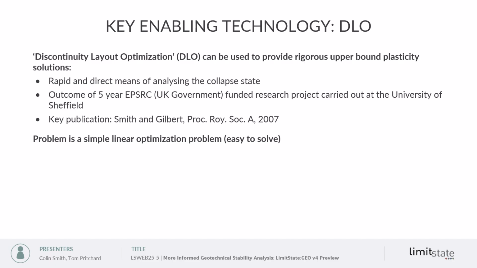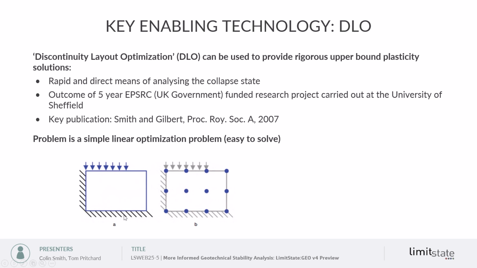Just to give you a background on this discretization and how the method works. If you're not familiar with it, essentially we use a method called Discontinuity Layout Optimisation. That was developed at the University of Sheffield and first published in the Proceedings of the Royal Society in 2007. Essentially, it's a simple linear optimization problem. I'll just give a quick overview. We start off with a problem which here is just a rectangular block of soil, has a loading on the top, and supports to the left of the base.